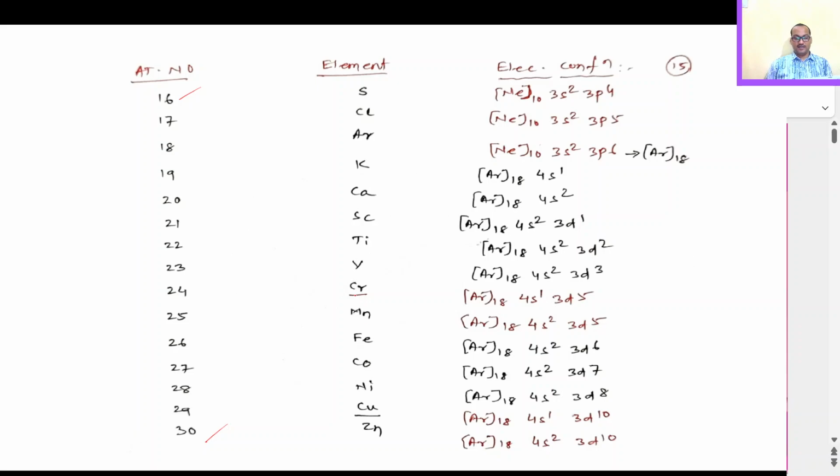So here there is an anomaly. Chromium, atomic number 24, that is argon 18, 4s1 3d5, and in the copper case, argon 18, 4s1 3d10. So this is the correct configuration for chromium and copper due to the extra stability of the half filled and full filled orbitals.